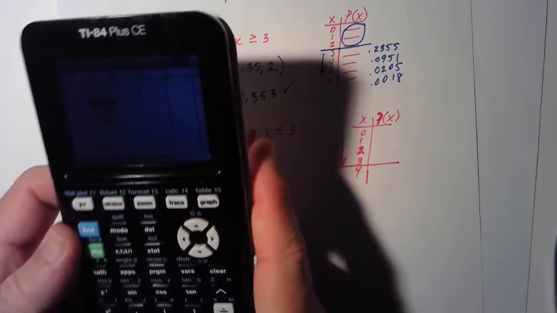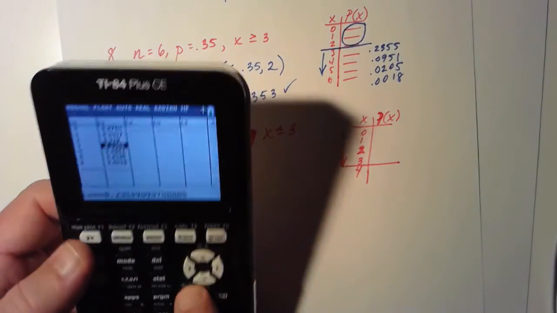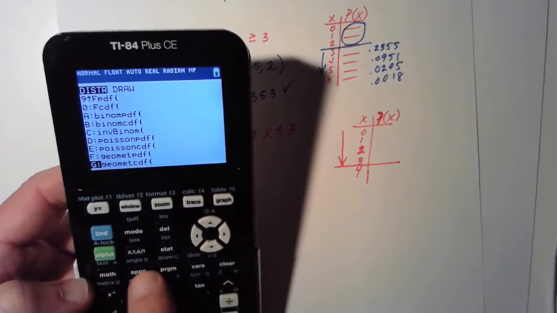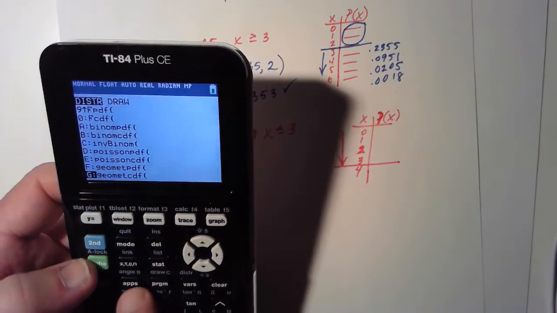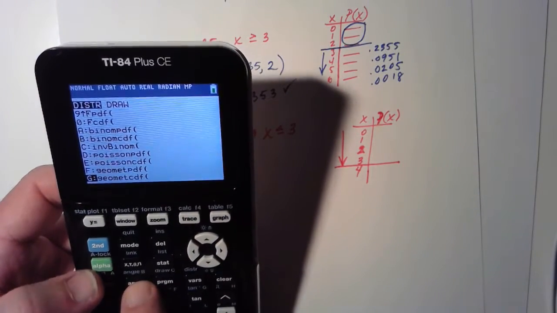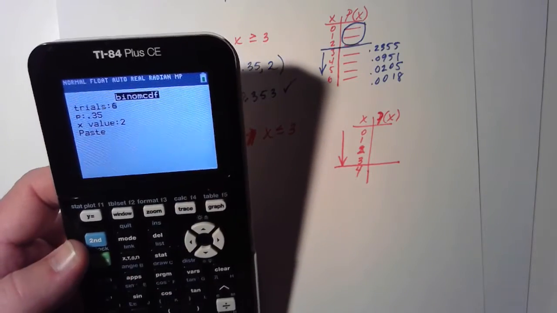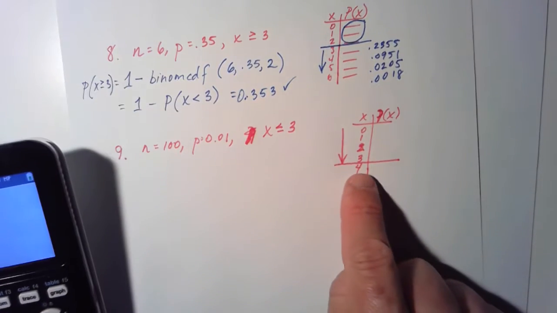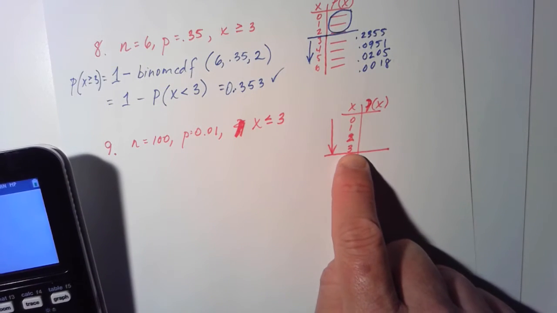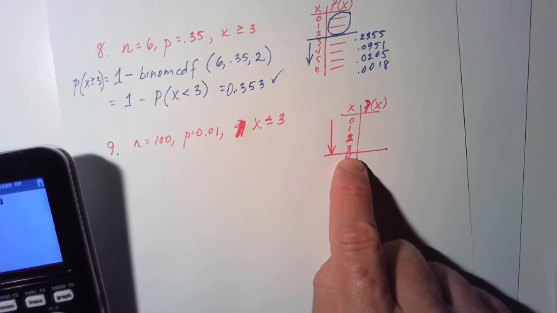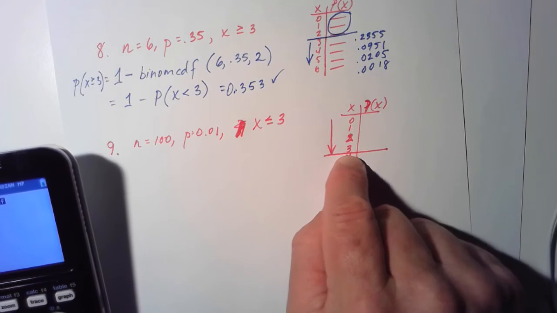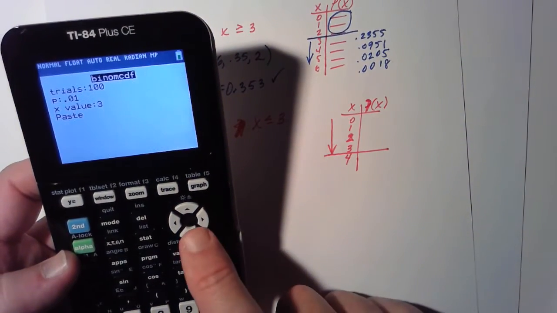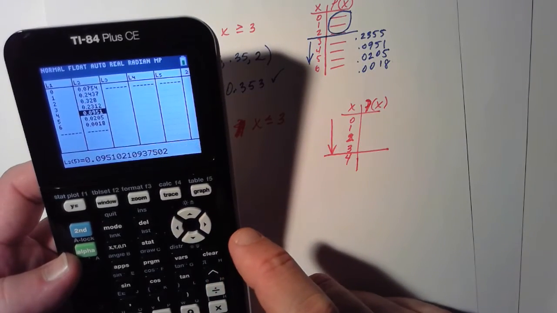So let's take a look at how that works on the calculator. Second vars for distribution. You could type in the letter B if you can find the alphabet on here. It's the green B there. We change this to 100. We change this to 1%. We change that to 3, and I like to draw this chart just to make sure, especially if it were a test. No more than 3. Yeah, I'm going to include 3, right? But I'm going to stop there. Don't take the complement of this number.